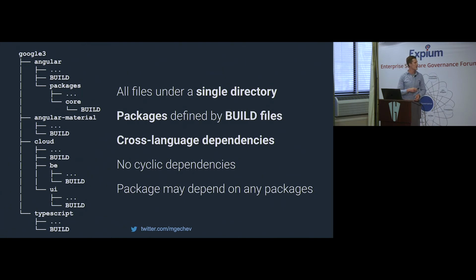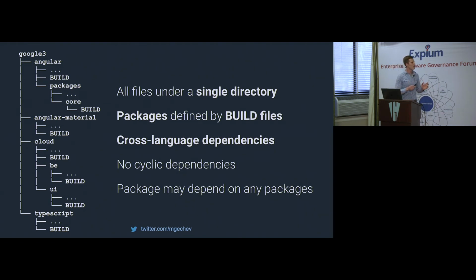We have a bunch of Angular packages, Angular Material, Cloud. Let us suppose that we have a B and UI directory. We have TypeScript as well. Although TypeScript is developed by Microsoft, we have vendored it, so it stays in the third-party directory of our monorepo. And Angular consumes it directly through a Bazel rule. Notice that each directory has a BUILD file or a BUILD.bazel file.